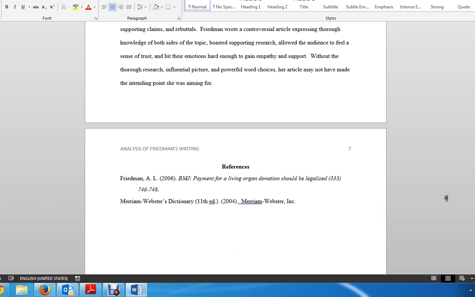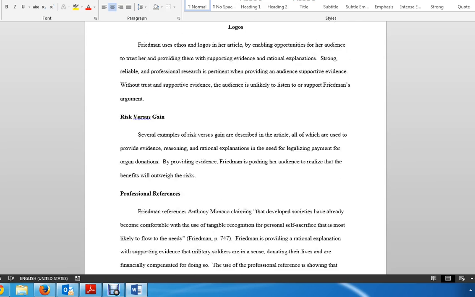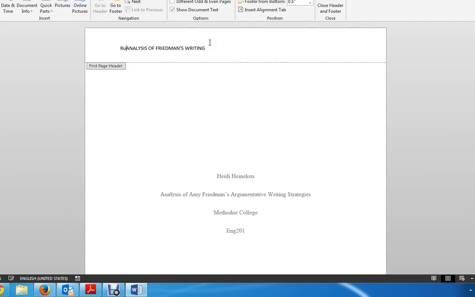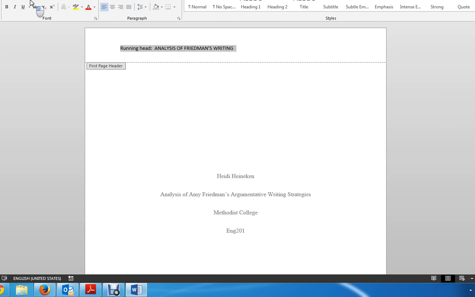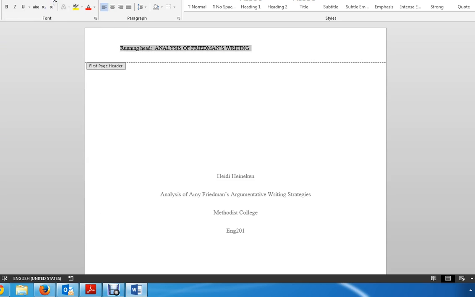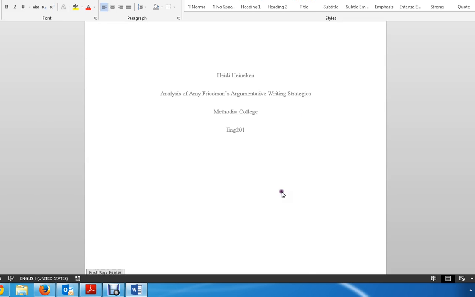Also, references should not be in bold. You need to have the words running head here, so it would actually be a small h for running head. Again, this all needs to be in Times New Roman 12. And you also need to have the page numbers, which you do not have on this.